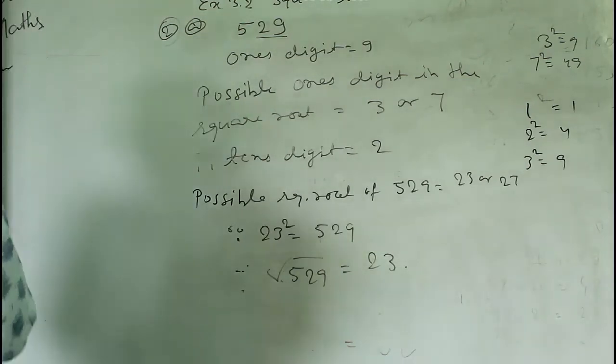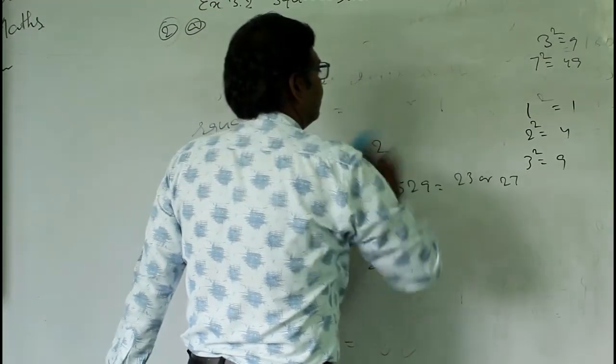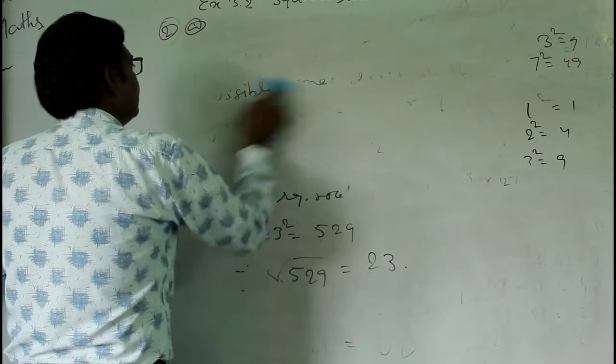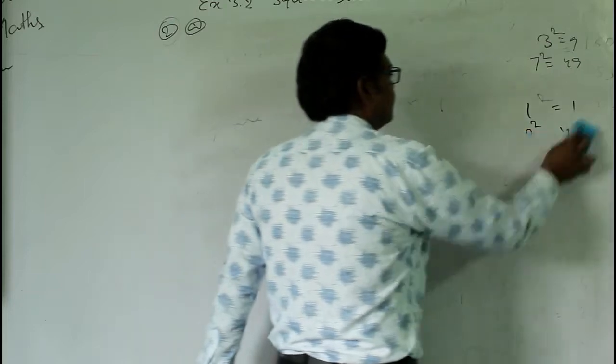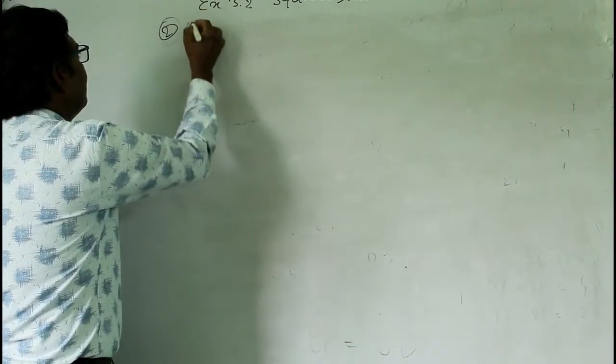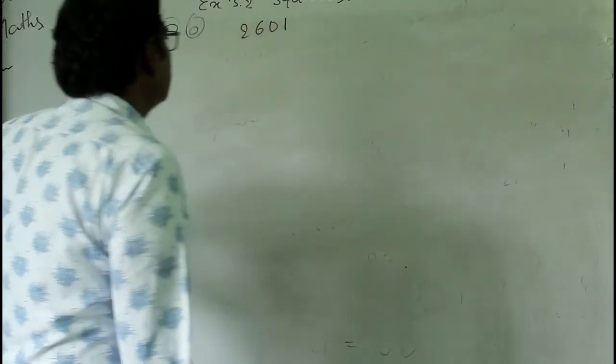Question number B. The question number B is 2601. Now we have to find the square root of this number.